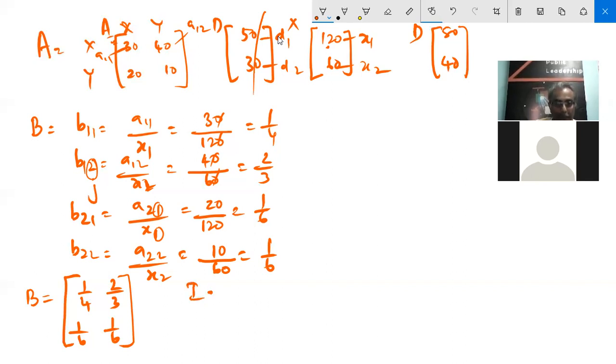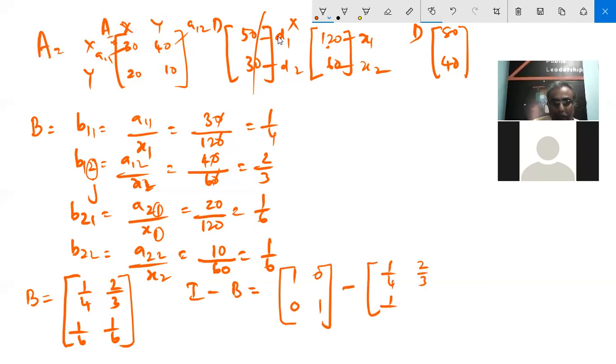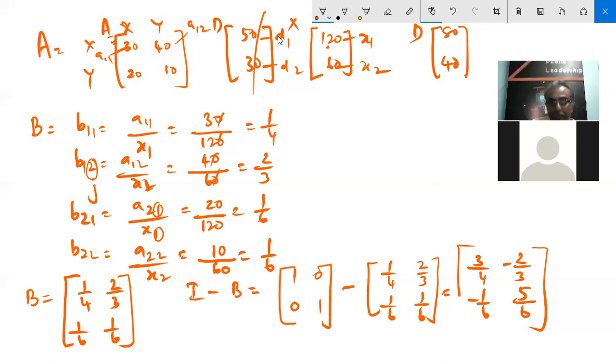Now we have to find I minus B. 1, 0, 0, 1 minus 1/4, 2/3, 1/6, 1/6. How much is this? 1 minus 1/4 is 3/4. This is minus 2/3 and minus 1/6. 1 minus 1/6 is 5/6. This is I minus B. Now we have found out I minus B.